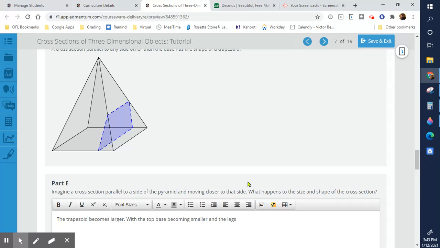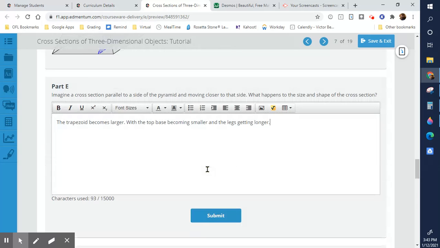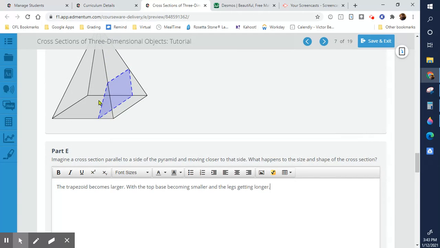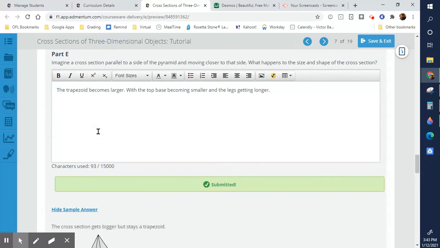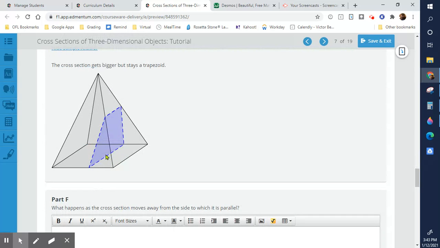I believe the bottom base also gets bigger. Actually, it shouldn't get bigger because this is all the same. So the bottom base stays the same. So that's why I'm not mentioning the bottom base. So you can see here, this is still the same length. The legs are getting longer, but this top base is getting smaller. They just say it stays a trapezoid. So that's me just overthinking this.